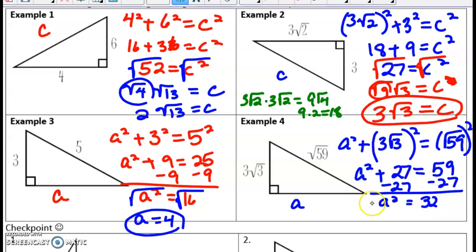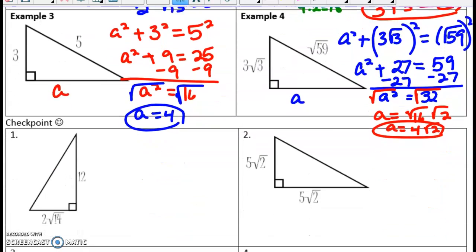I square root both sides, and I get a, and I can break this down into 16 and 2. So a is going to equal 4 root 2. Again, you can do square root of 32 on your calculator and you get 4 root 2. Doing great.